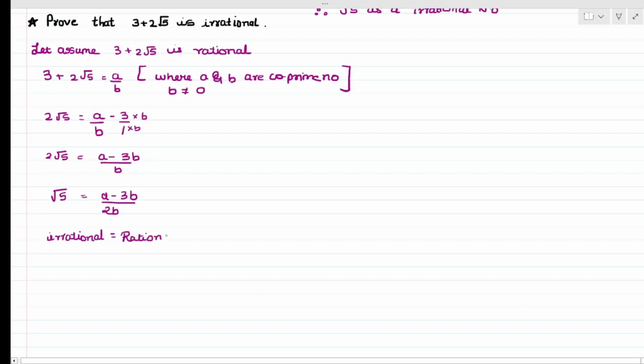So will an irrational number be equal to a rational number? No, it will not be equal. If it is not a rational number, then eventually or directly it will become your irrational number. So last you have to write: our assumption was wrong. Assumption was incorrect or wrong. And 3 plus 2 under root 5 is an irrational number.